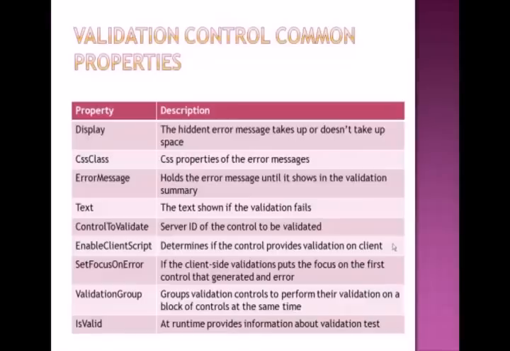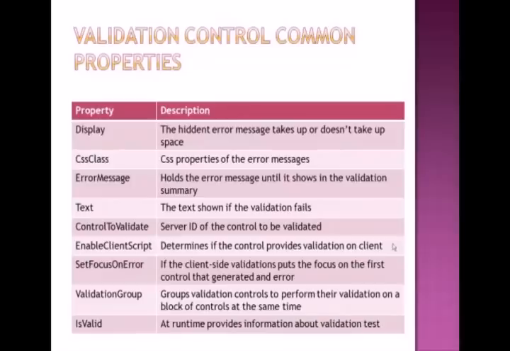The control to validate property is the server ID of the control that you want to validate. So for example, the text box ID that we had was name. So for the control to validate in the validation control, we put it equal to name. The enable client script property determines whether the control provides validation at the client side. This is by default true. The set focus on error property determines whether client-side script should give the focus to the first control that generated the error. By default, this setting is false.